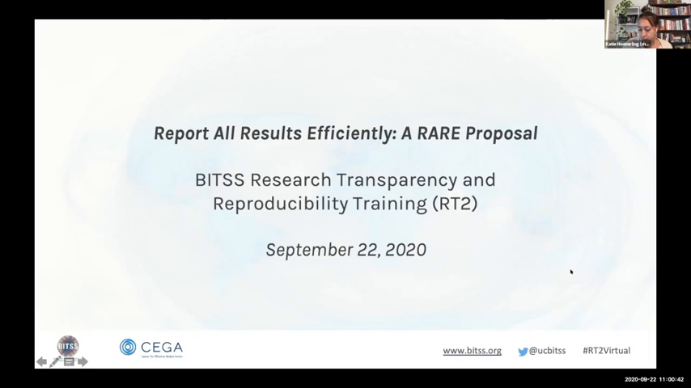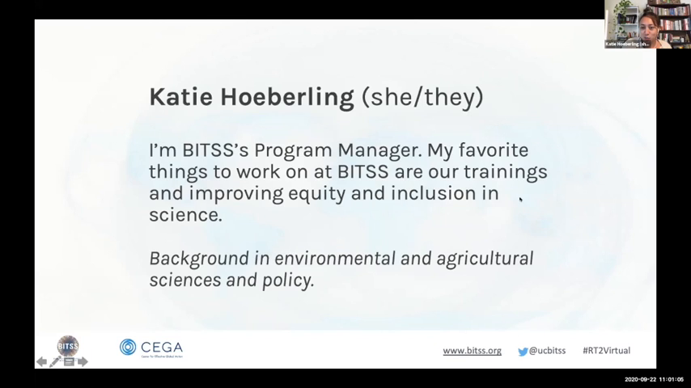Like I said, this builds on a lot of what we talked about on days 1 and 2 around publication bias and incomplete reporting, the file drawer problem. But we've come up with an acronym for this proposal that we've developed over the past few months called Report All Results Efficiently. It's a cheesy acronym for RARE. And I'm going to tell you what that is.